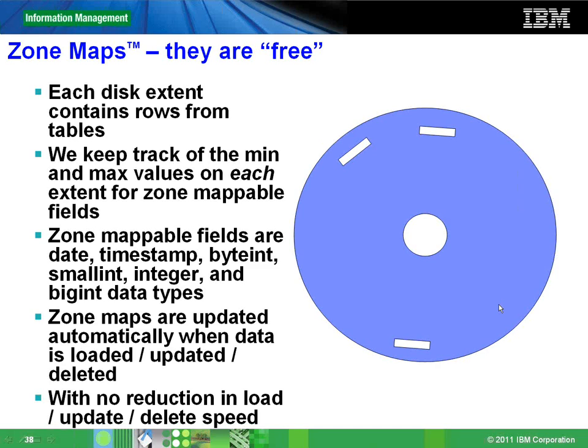Zone maps are updated automatically when data is loaded, updated, deleted. So basically, whenever there is a change to data, the zone maps get updated. Zone maps do not affect the rate at which data is ingested into the Netezza appliance. So from here, you'll notice that zone maps basically tell you where data is not present.